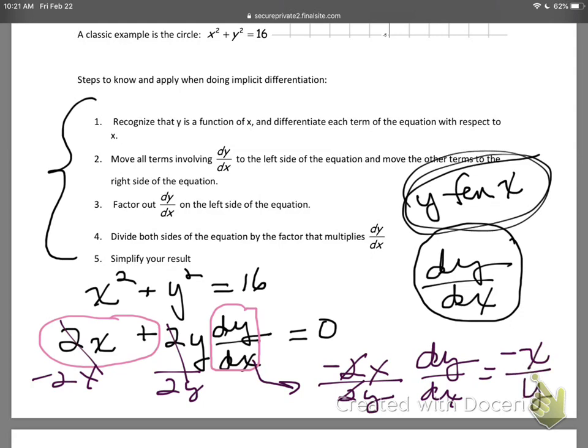Now that we've done that, go back and look at the steps that I employed in order to find dy dx by using implicit differentiation. We're going to continue this on the next page.